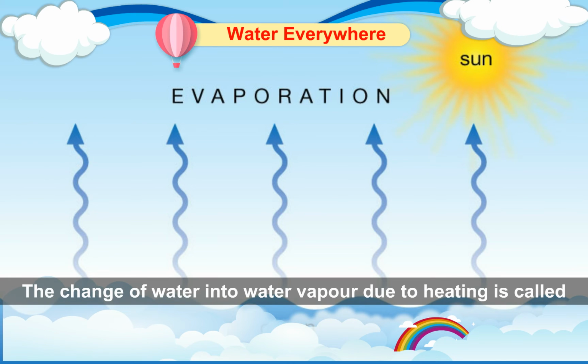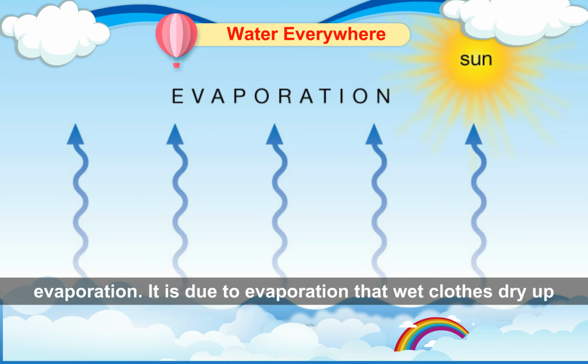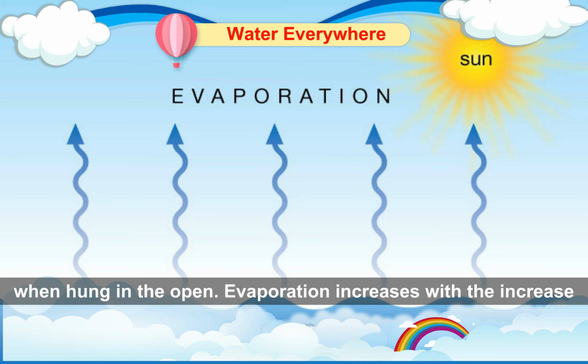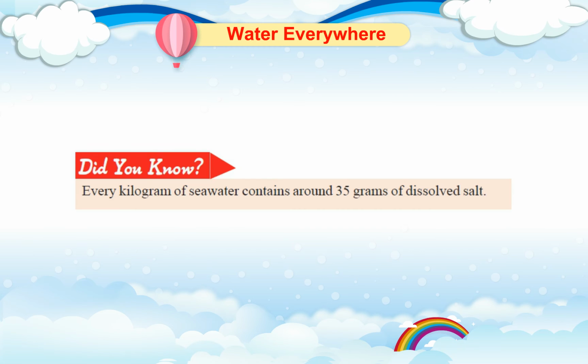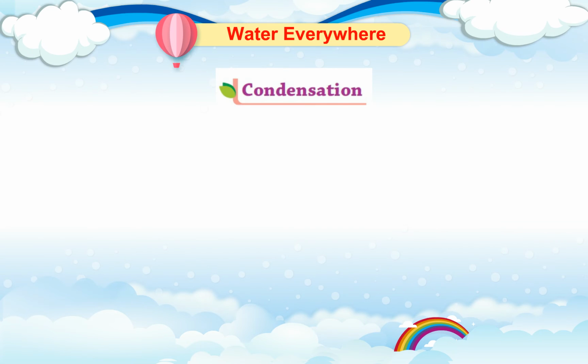Evaporation. The change of water into water vapor due to heating is called evaporation. It is due to evaporation that wet clothes dry up when hung in the open. Evaporation increases with the increase in temperature, speed of wind, and exposed area. Did you know? Every kilogram of seawater contains around 35 grams of dissolved salt.